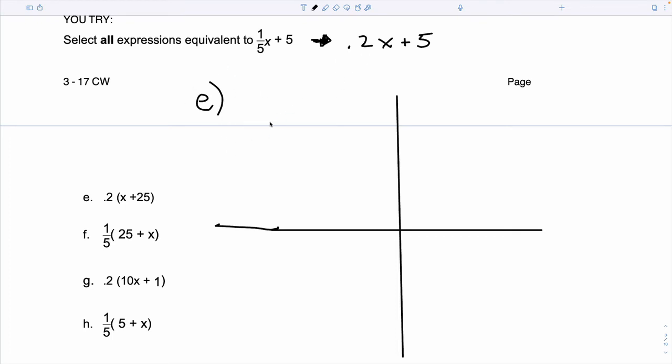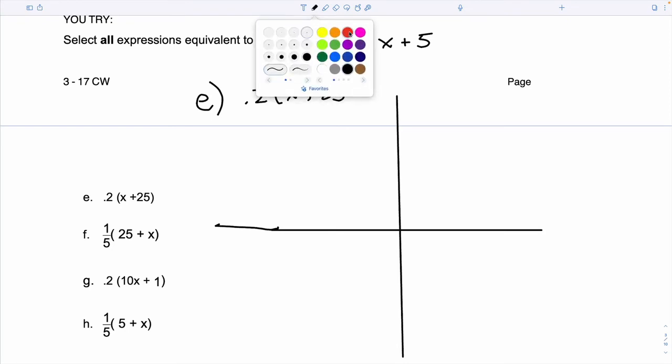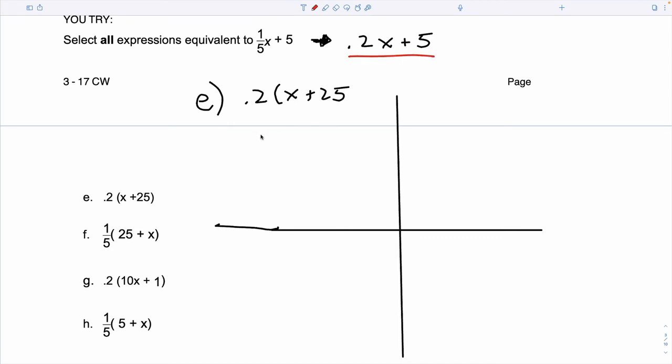Let's check E. 0.2 times x plus 25. Does it become 0.2x plus 5? 0.2 times x is 0.2x. 25 times 0.2, hopefully it is 5. Let's check. 25 times 0.2. 2 times 5 is 10. 2 times 2 is 4, plus 1 is 5. Move the decimal over 1 time. You got 5 there, and this matches exactly.